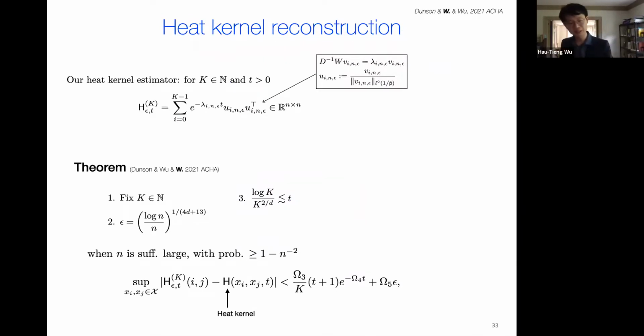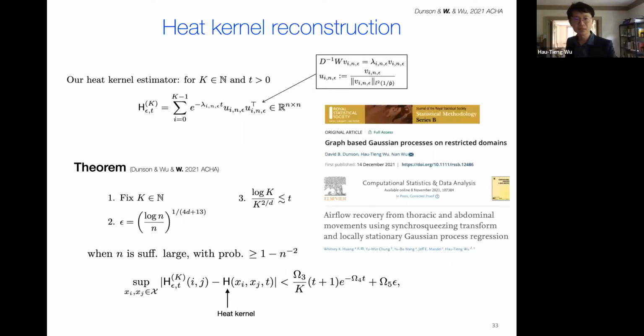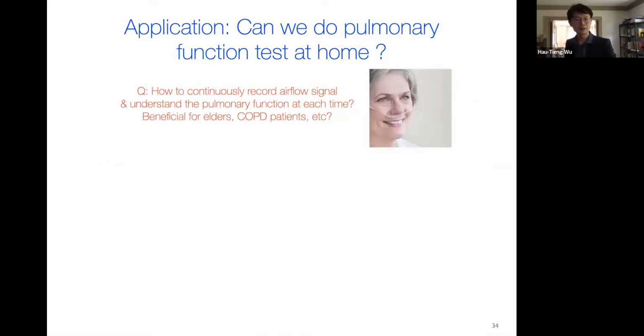And the last part is the heat kernel reconstruction. We can do heat kernel reconstruction from the manifold with some theoretical guarantees. And we have some applications to design the Gaussian process regression that respects the geometric topology or geometry of the manifold and apply it to airflow reconstruction. The application is how to continuously record airflow signal, understand pulmonary function tests, and so on.